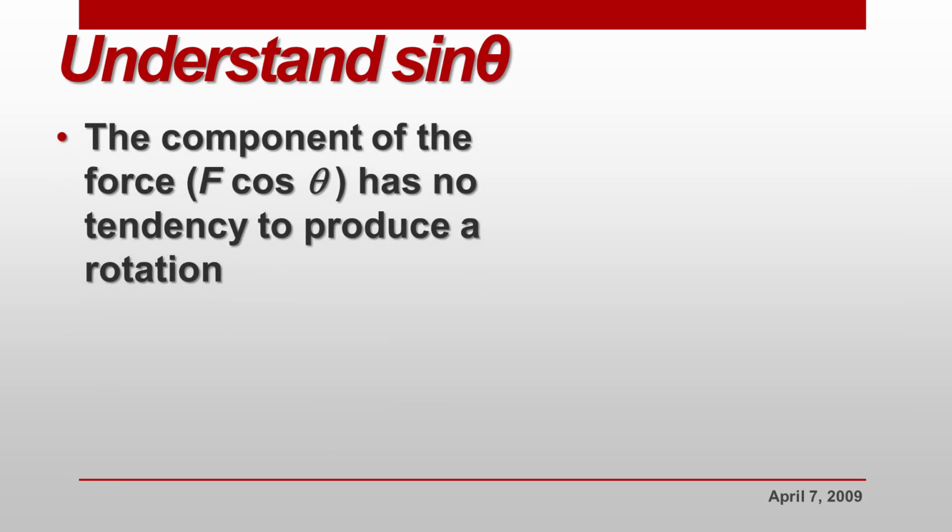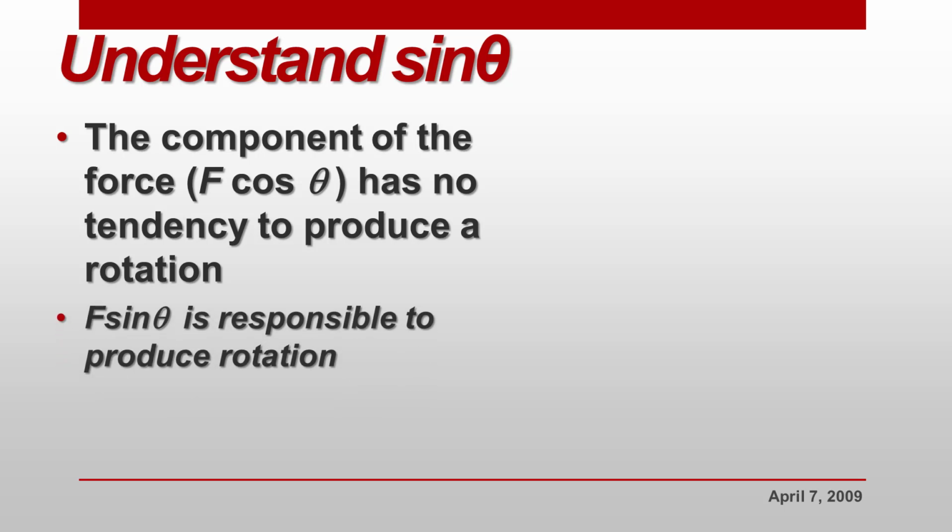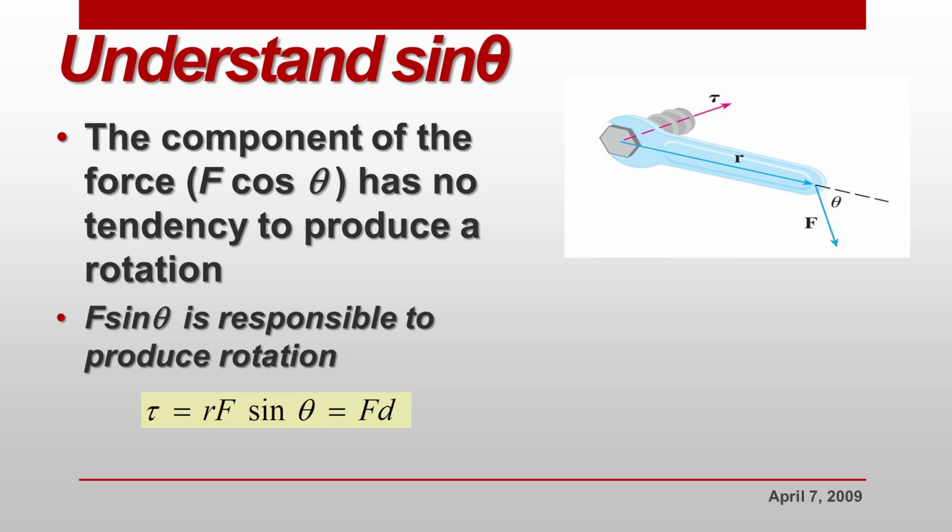The component of the force, F cos theta, has no tendency to produce a rotation. We have already discussed that F sin theta is responsible for producing a rotation. So we can say that the magnitude of torque is equal to rF sin theta, which can also be written as Fd. What is this d now? Instead of rF sin theta, we can write it as Fd.